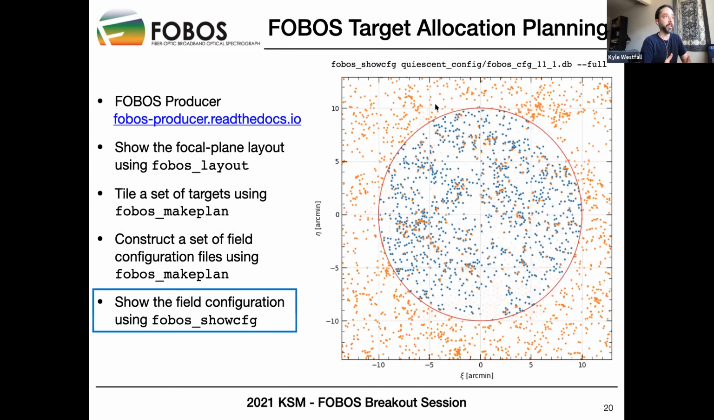Once you have an allocation, you can run this code called show config, which basically just shows you which targets have been allocated to fibers. So here the blue points are targets that have been allocated to fiber. The orange points are ones that have been missed, and it's probably hard to see, but there are light orange points where those are apertures that haven't been allocated to a source.